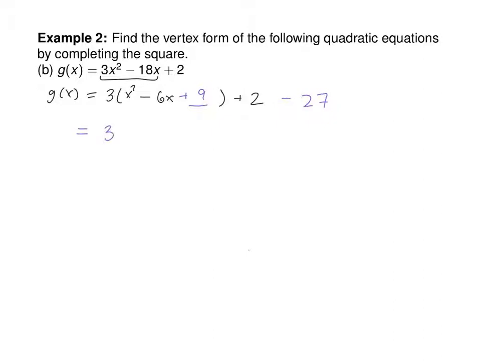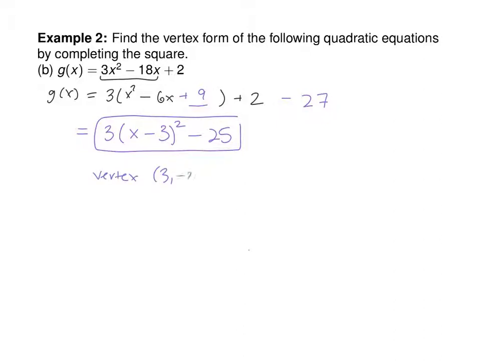So that's 3 times x minus 3, the quantity squared, minus 25. Notice I'm not making you graph that. Where's the vertex? 3, negative 25. If you did have to graph it, you'd shift your parabola right 3 and down 25, and that's where the vertex is. That vertex often is the most important point, so it's really important to be able to find that.